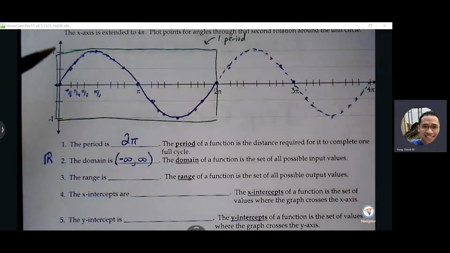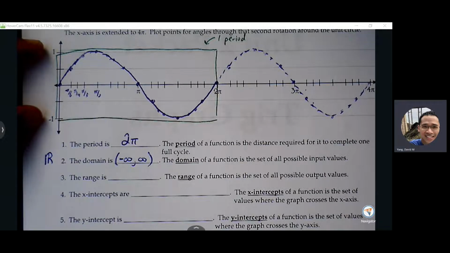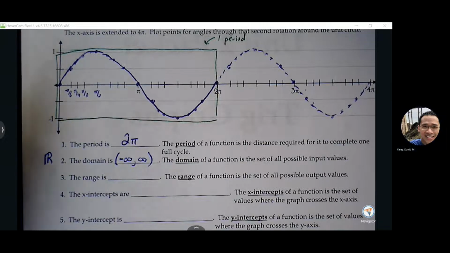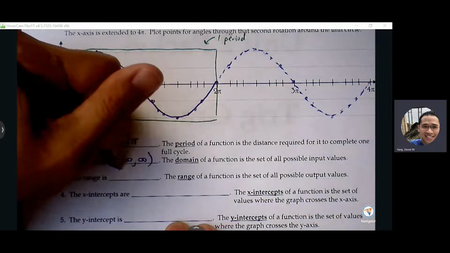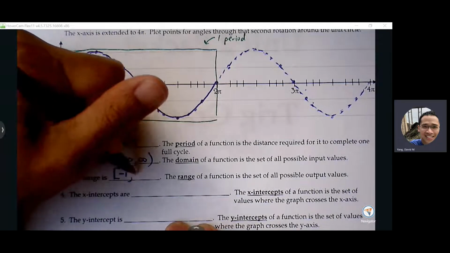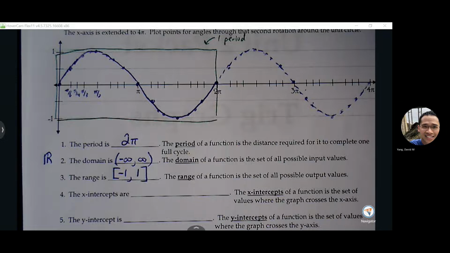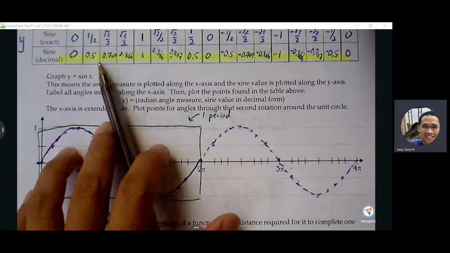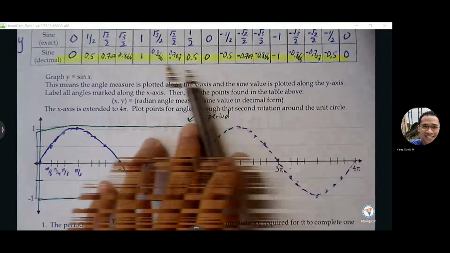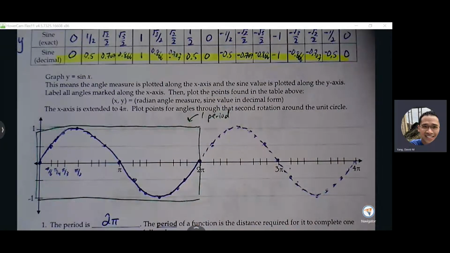Range is the lowest and highest y value the graph reaches, and what do you think the range is for the sine graph? Yeah, so lowest y value is -1, highest y value is 1. And we put brackets because it actually does hit those points. It actually does reach -1 and 1. The range is a set of all possible output values. Basically, if we look at all the y values, that's the output value. It's always going to stay between -1 and 1.